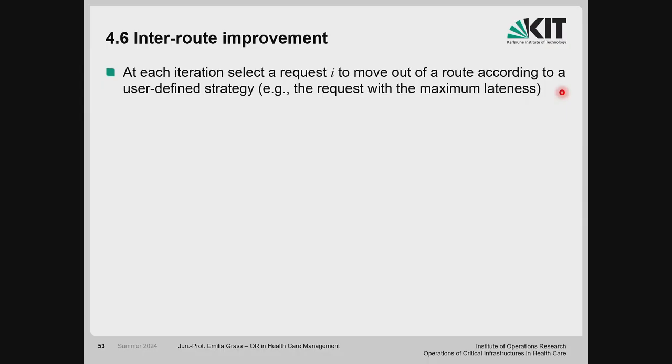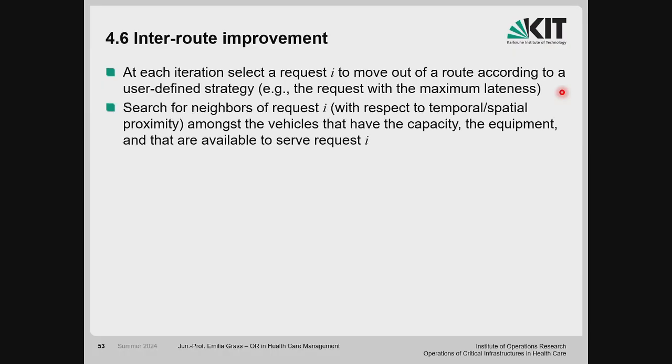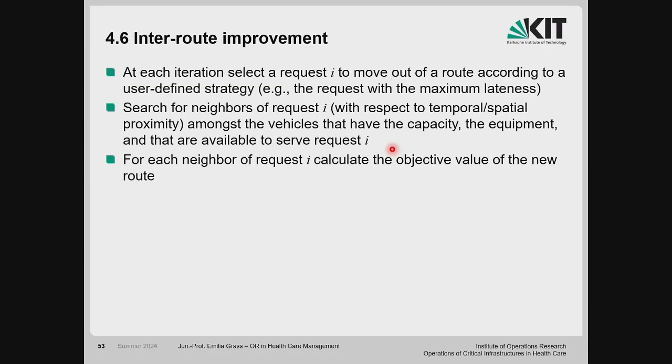We know that the patient will be late anyway, but we try at least to reduce the delay by moving this patient to another route, to another vehicle. Then we have to search for neighbors of this request based, again, on temporal and spatial proximity, amongst the vehicles that have enough capacity, equipment, and so on, and are also available. So with which patient could we mix? For each neighbor of the request, calculate the objective value for the new route and accept the best objective value.